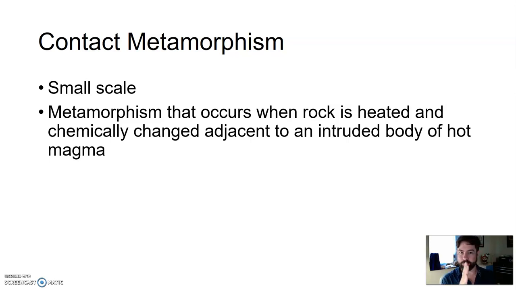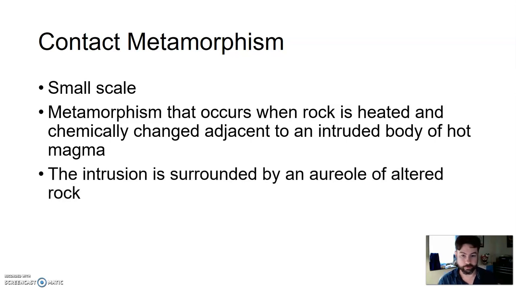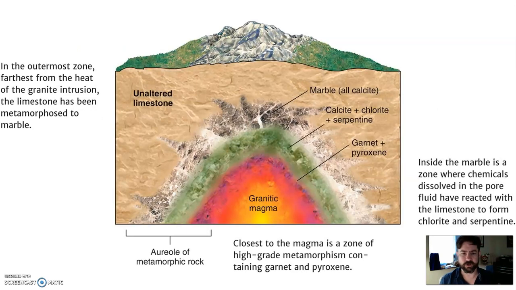Some hot igneous magma body intruded into some rock layers, and on the edges of that intruded igneous body, it altered the surrounding rock. But really, only very close to what came in contact with that hot intruded magma. That's why it happens on a very small scale. The intrusion of magma is surrounded by what's called an aureole of altered rock.